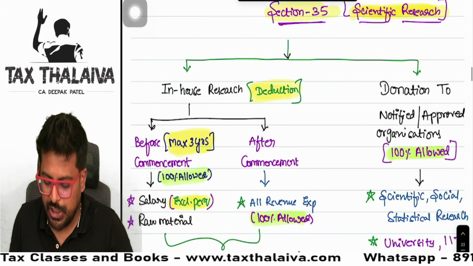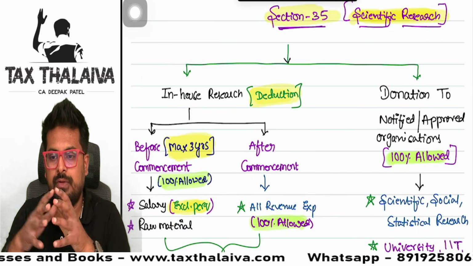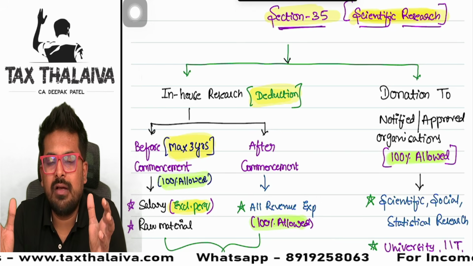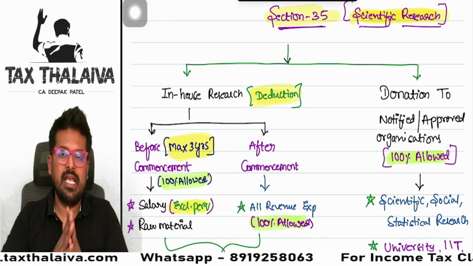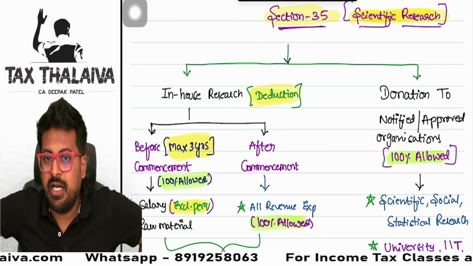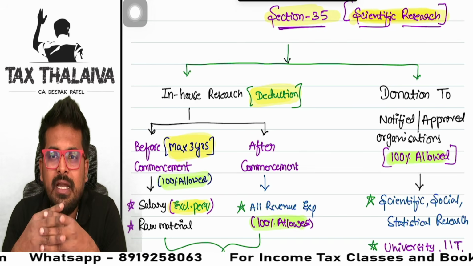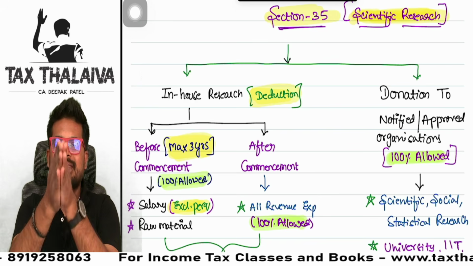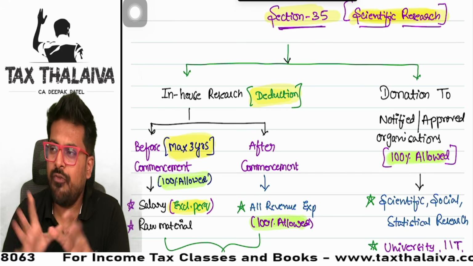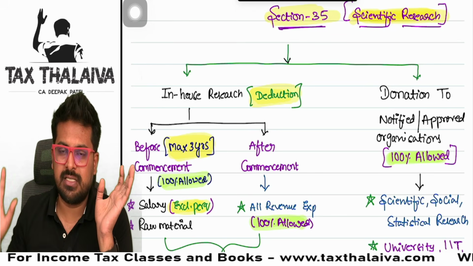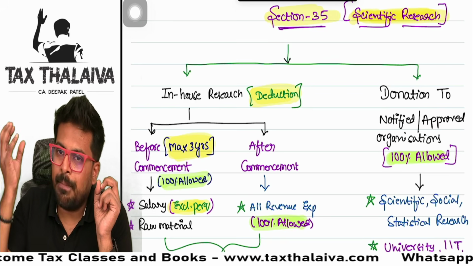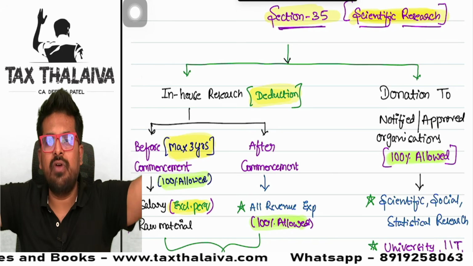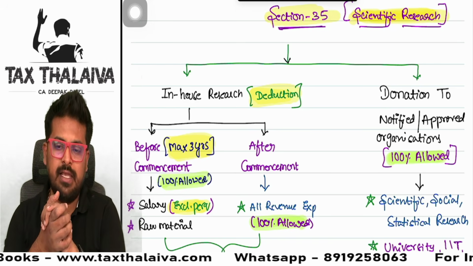Next. Section 35, scientific research. Guys, in order to promote scientific research in the country, especially for pharmaceutical industries in India, the government is giving an opportunity to all those people who want to come into the scientific research industry. If you start any scientific research business and do some research, whatever expenditure you incur, fully we will give as deduction, is what the government is saying.